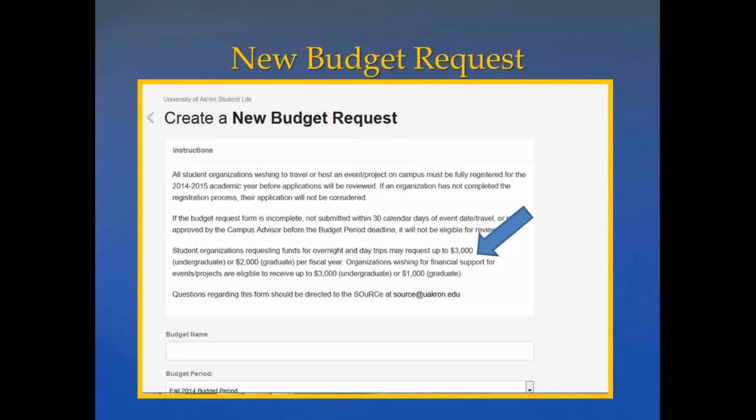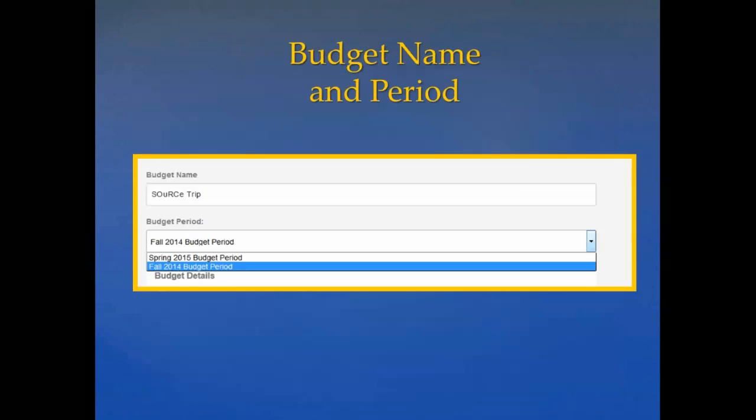In order to start your new budget request, read the instructions which provide details on deadlines and request limits. From there, you will be able to begin filling out the form by providing the budget request with a name. For this example, we will title this request Source Trip. Be sure to select the appropriate budget period. Your request will either fall within the Fall 2014 or Spring 2015 budget period. Please note that the last day of the Fall 2014 budget period is December 31st.